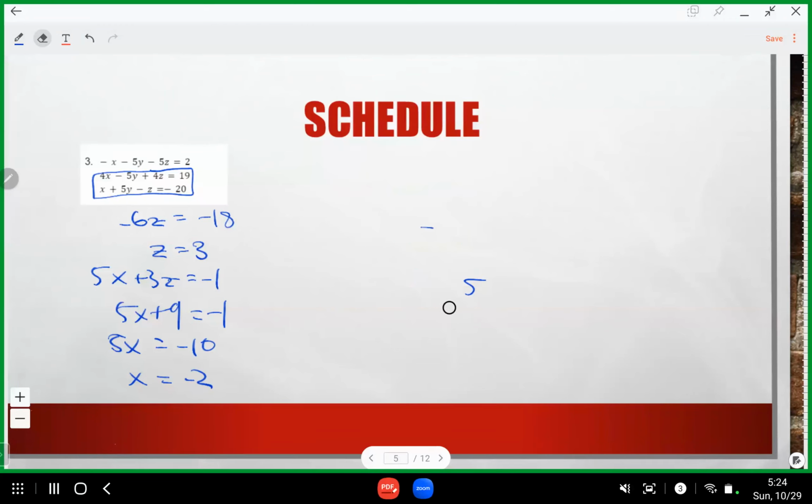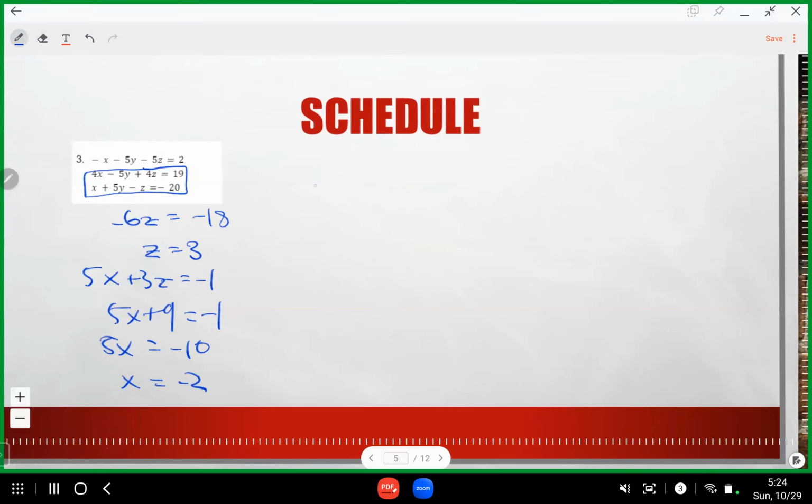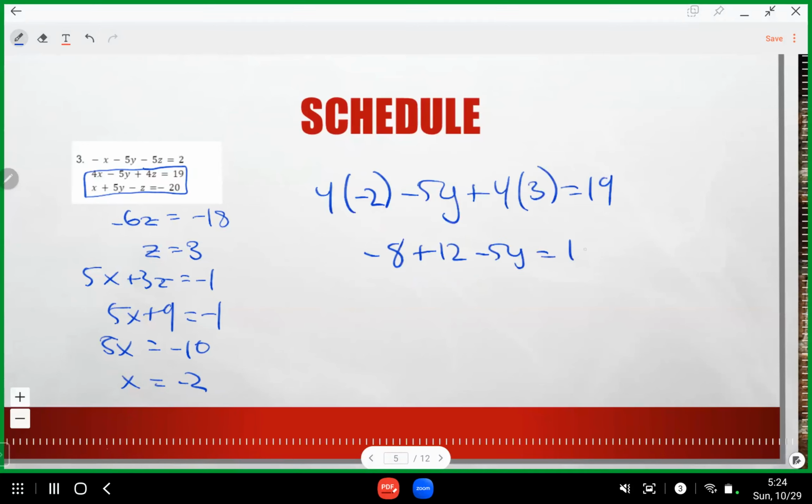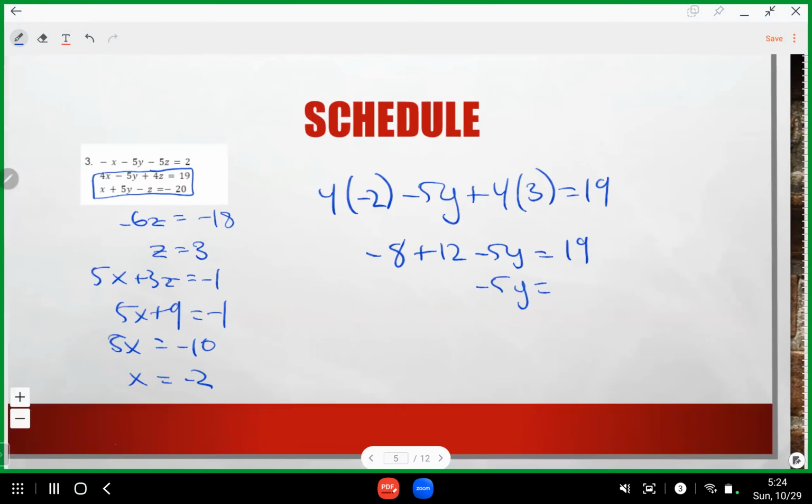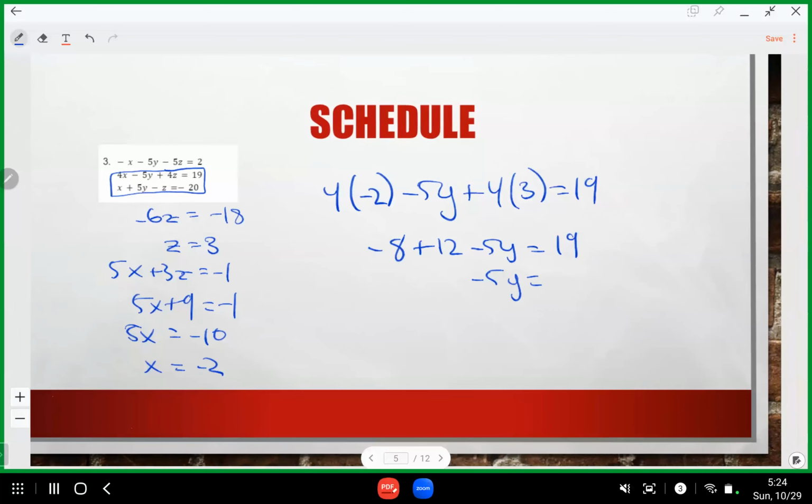Let's plug it into another equation, see if we're correct. So 4 times -2 minus 5y plus 4 times 3 is equal to 19. -8 plus 12 minus 5y is equal to 19. So -5y is going to be equal to... That's interesting. Okay, so apparently I was wrong on the first one. Y is equal to -3.